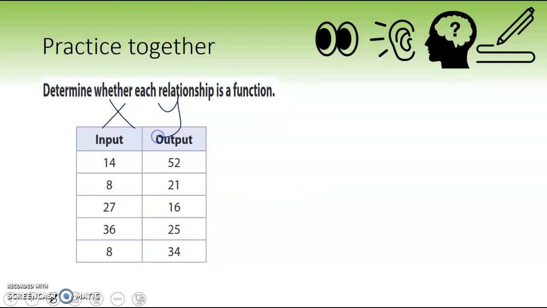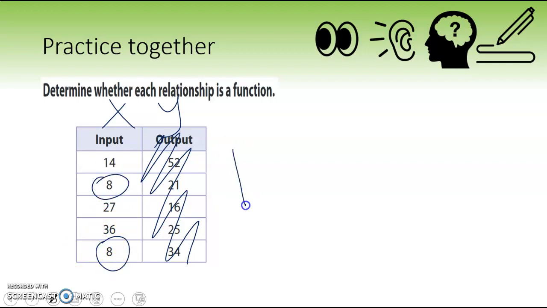X, Y, cross out the Y's. Let's just focus on the X's. I got 14, 8, 7, 27, 36, 8. The 8s repeat. I have a broken vending machine. This is not a function.